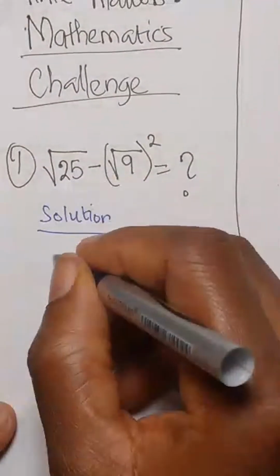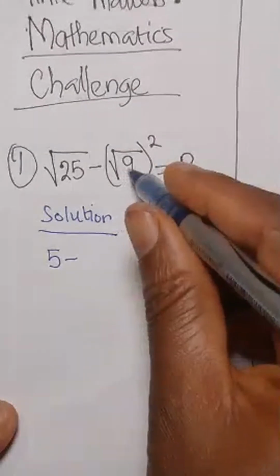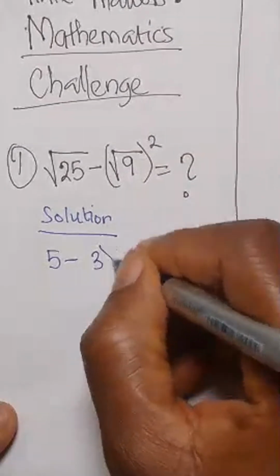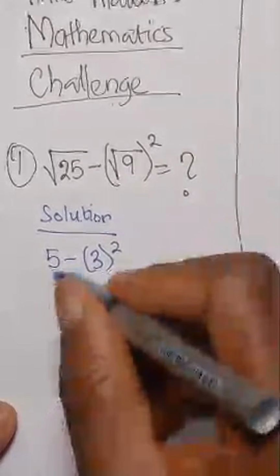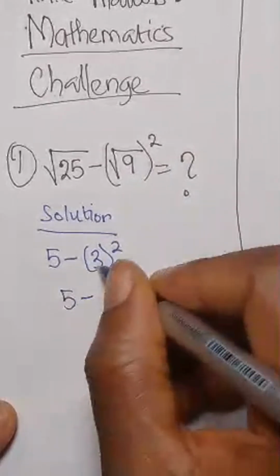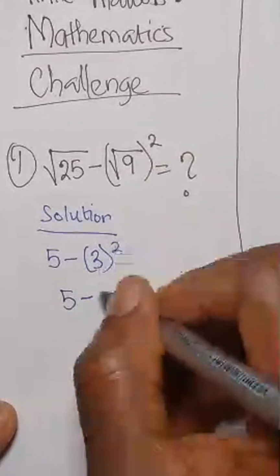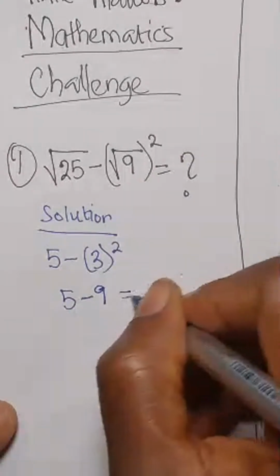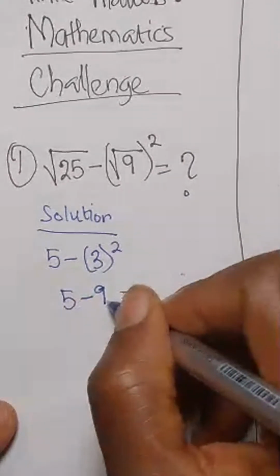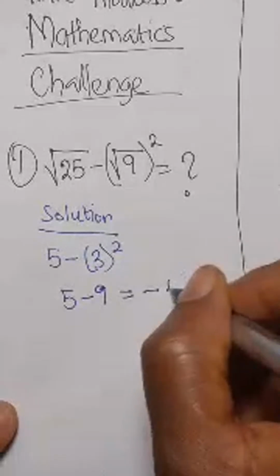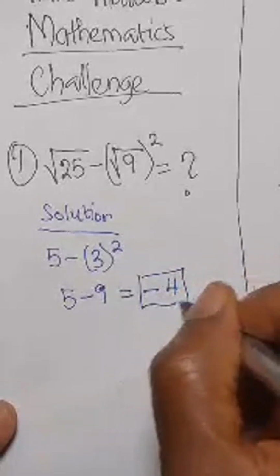Okay. Square root of 25 is 5, minus square root of 9 is 3, and 3 squared raised to power 2 is equal to 9. So our answer is 5 minus 4. We are subtracting the bigger number from the smaller number, so we have minus 4. Okay, and this is the answer to the question.